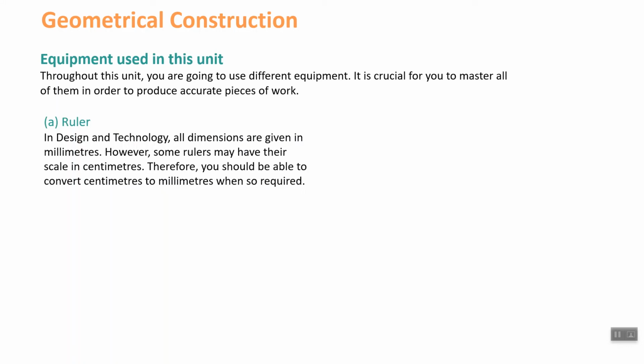So the first instrument we're going to look over is the ruler. Since primary school you have been using rulers, but in design and technology, we are going to use the ruler properly to draw lines of specific lengths accurately. In design and technology, all dimensions are given in millimeters. However, some rulers may have their scale in centimeters. Therefore you should be able to convert centimeters into millimeters when required. Sometimes some rulers also measure in inches, but we won't be using inches because it's an old type of reading.